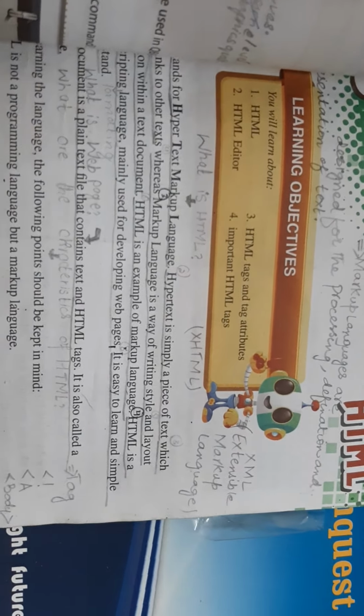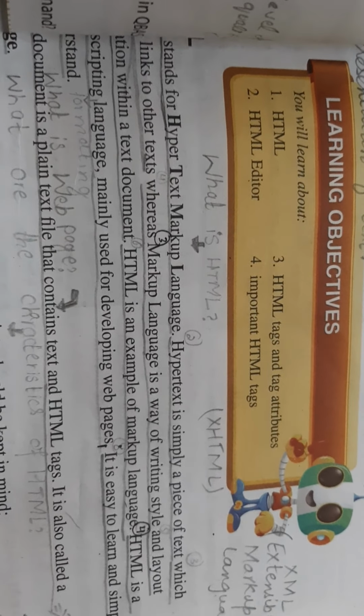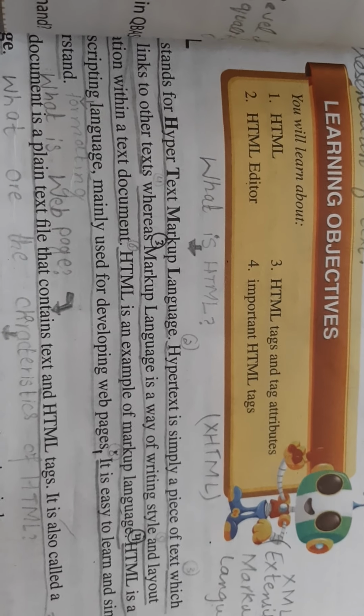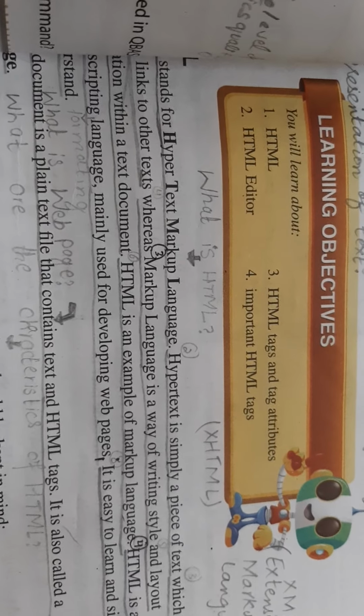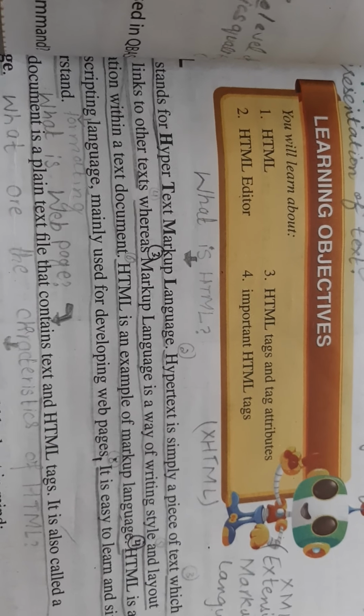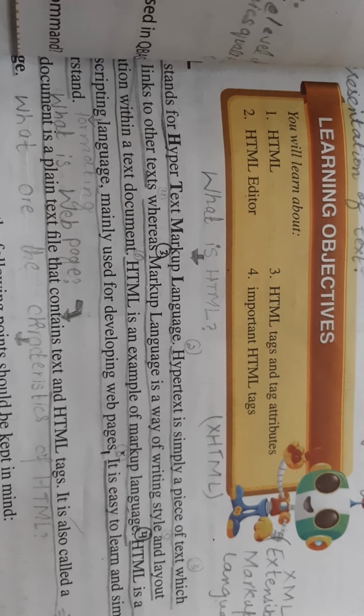In chapter number 2, we have learned cell reference, sorting data, filtering data. Then we have learned conditional formatting, creating charts, importing data from another document. So chapter number 2 is all about MS Excel advanced features.